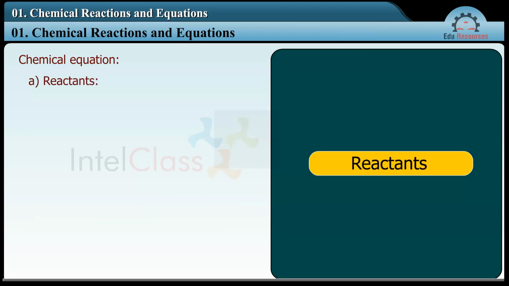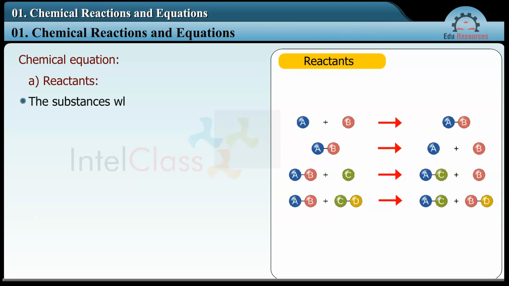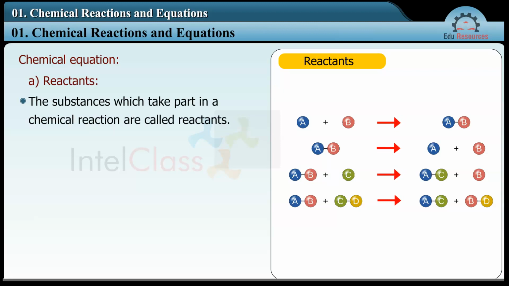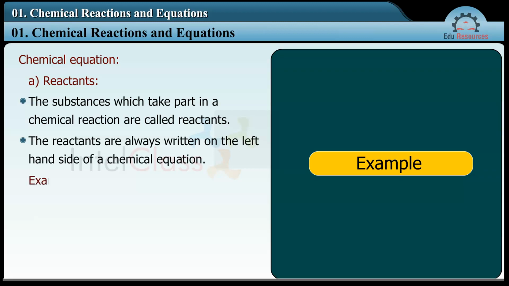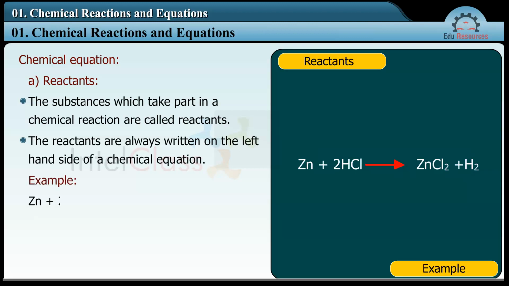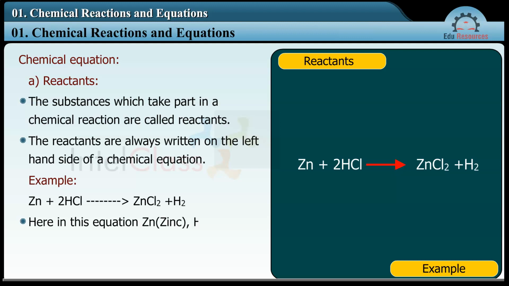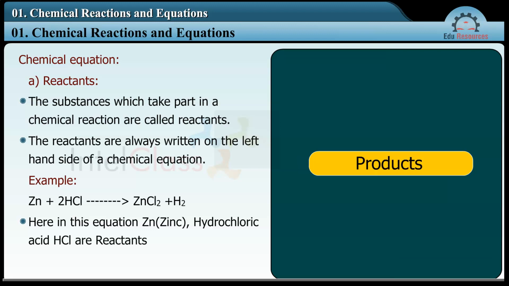A. Reactants. The substances which take part in a chemical reaction are called reactants. The reactants are always written on the left hand side of a chemical equation. Example: Zn plus 2HCl gives rise to ZnCl2 plus H2. Here, in this equation, Zn zinc and hydrochloric acid HCl are reactants.